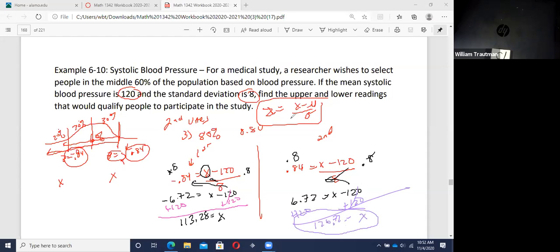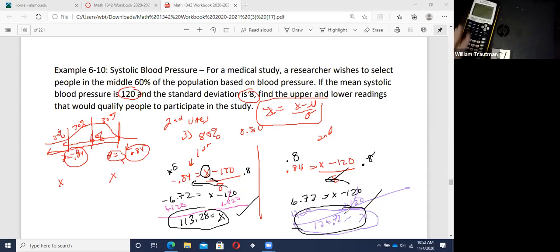So the answer to this problem, what is the range for systolic blood pressure, is anywhere from 113 to 126, if you take it to 2 decimal places. It didn't say round to any whole number, so I'm just going to leave it at 2 decimal places. So 113.28 to 126.72. So it says find the upper and lower readings that would qualify a person in the study. If you have a blood pressure anywhere from 113 to 126 systolic, then you can come into this study. If you have really high blood pressure, anything over 126, or low blood pressure, you can't.